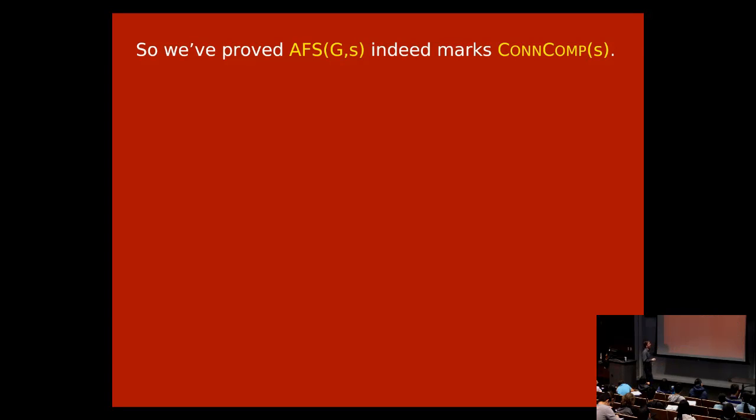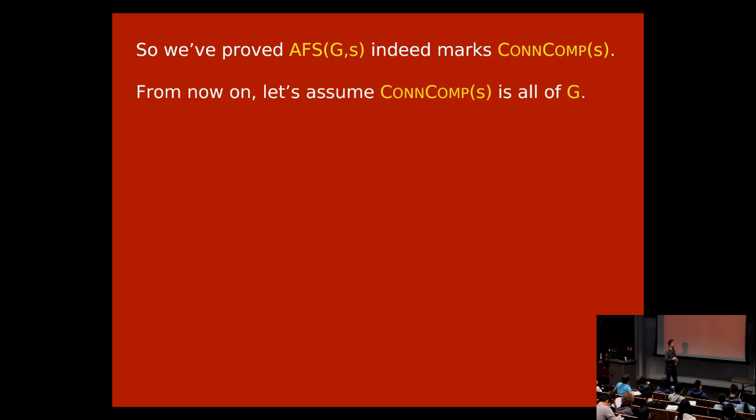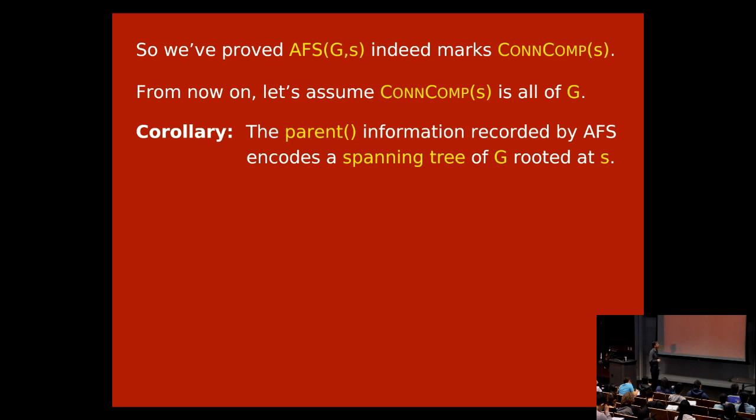Great. So we proved that the set of vertices marked when you run this arbitrary first search algorithm on G starting from S is exactly the set of vertices connected to S. Now, it's very annoying to always say that we're talking about all the vertices connected to S. So let me just assume from now on that the graph is connected, so that this connected component is all the vertices. Otherwise, you can just forget about the other vertices for what we're about to say.